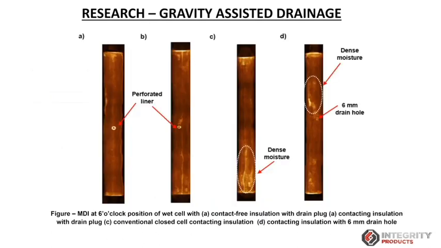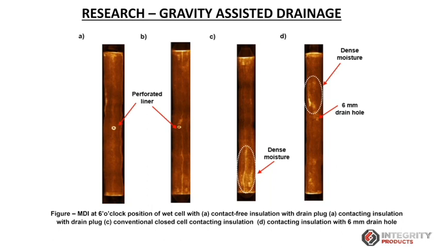Before stripping off the insulation, we did the MDI, moisture detection imaging. It's a sort of X-ray technique that is used to detect the moisture trapped underneath the cladding. System A and system B contain the drain plug. System A is the drain plug with the contact-free system, and B is the contacting system. C is the conventional one without any drain plug or drain opening, and D is the one with the drain hole.